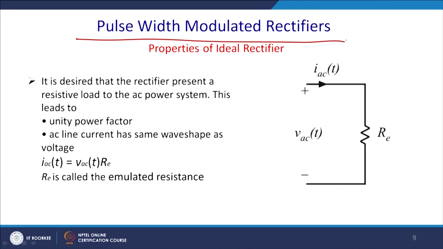So, what is desired? It is desired that the rectifier presents a resistive load to the AC system, and we require basically unity power factor and an AC line current with the same wave shape, as IAC equal to VAC into RE, and RE is called the emulated resistance. So, we shall see that as if a resistive load is connected, so there is no power quality issue. Unfortunately, what happens?